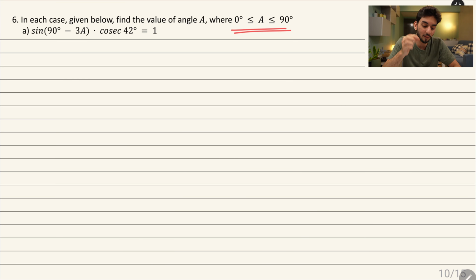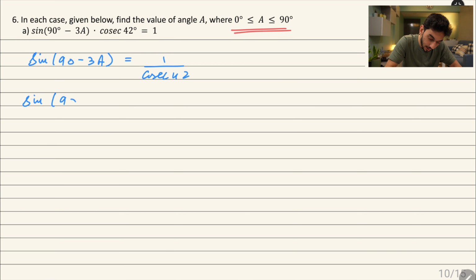So here it says sine of 90 minus 3A times cosec 42 is equal to 1. What I do is, I'll write this as sine of 90 minus 3A is equal to 1 upon cosec 42. I just send this cosec to the other side. Now I know that cosec is a reciprocal of sine. So this becomes sine of 90 minus 3A is equal to sine of 42.